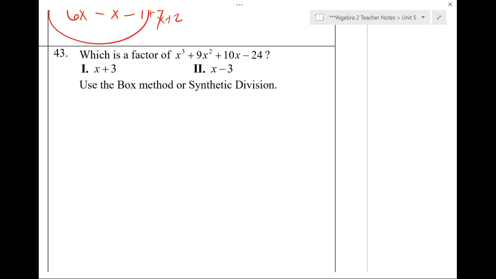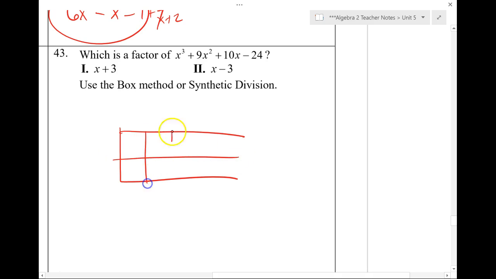Okay. Now, what is a factor of x to the 3rd plus 9x squared plus 10x minus 24? So this is just like the one we did a minute ago. This time I'm going to use the box method, and I'm not going to use Euler's this time because I'm going to go a little quicker. So now let's choose the first one. Okay, so we'll put x plus 3 here, and then take our first term. And it looks like we're okay. We have all our terms, so I don't need to include any missing ones.